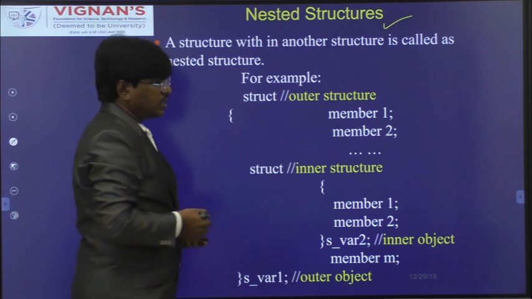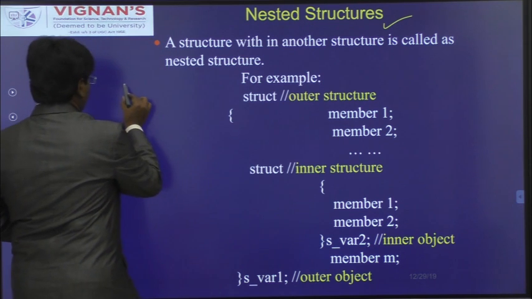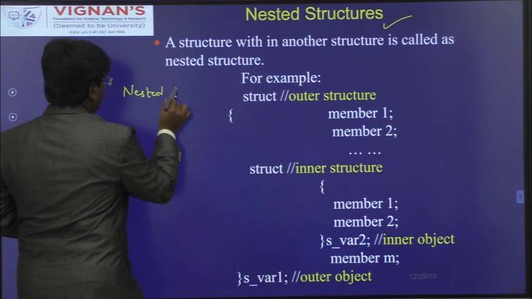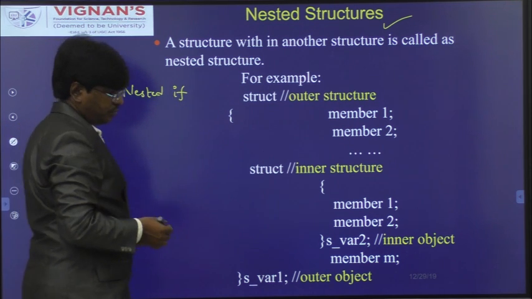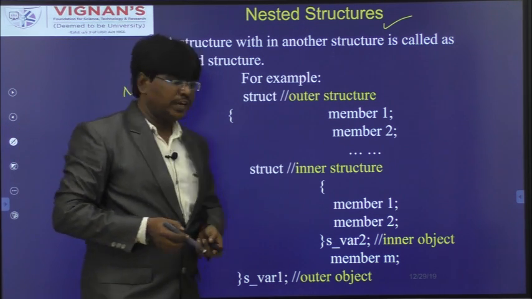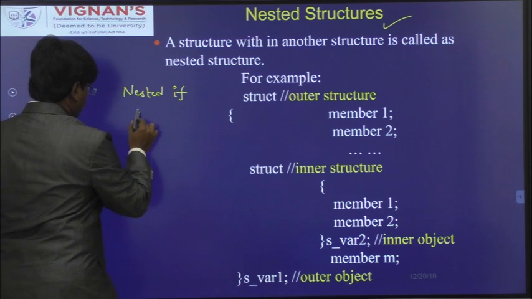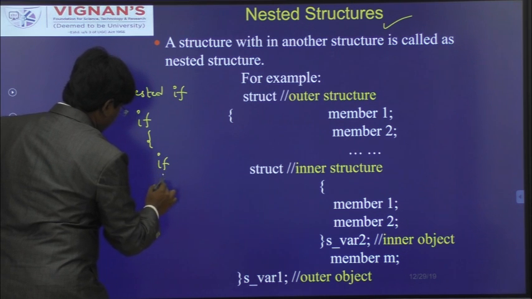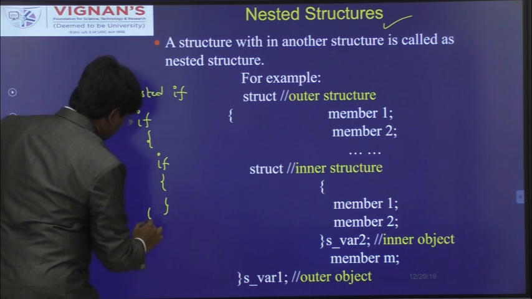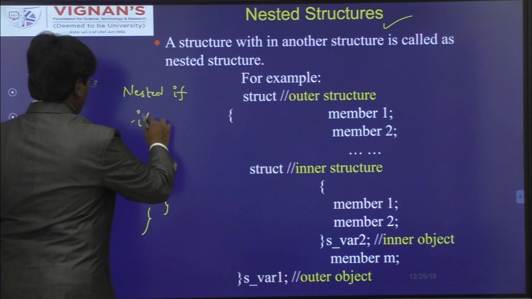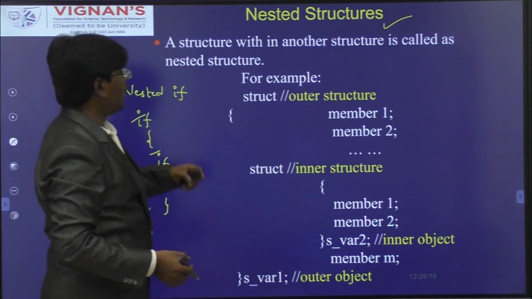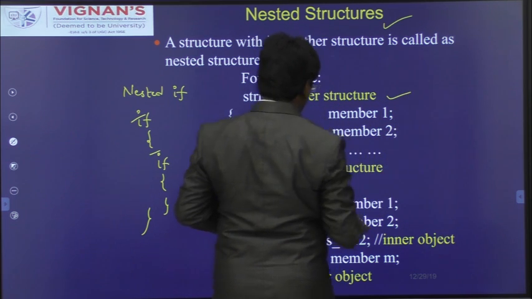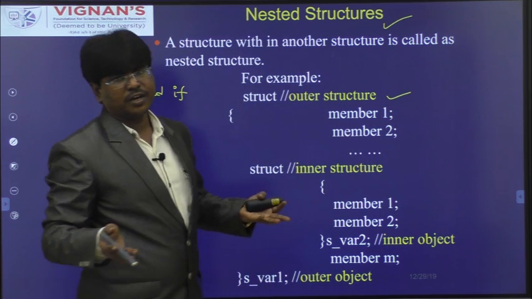A nested structure follows the same concept as nested if. We have already discussed in the second unit what nested if is. If you declare an if statement within the body of another if statement, that is called a nested if. In the same way, if you declare a structure within the body of another structure, that is called a nested structure.